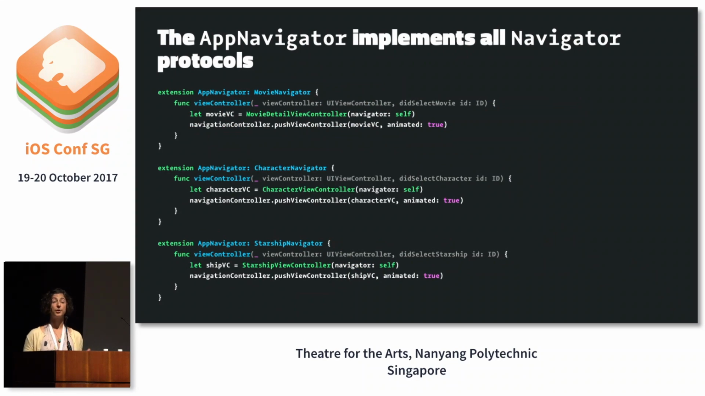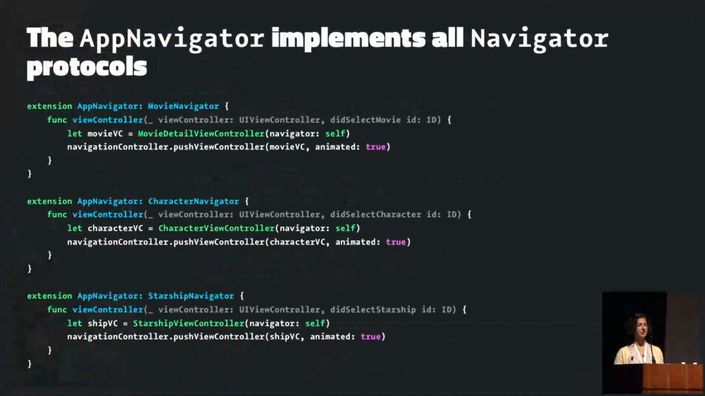Then the navigator goes on simply to implement my protocols. Here you can see these are just the implementations of my 3 protocols of my movie navigator, my character, and my spaceship. All these do are push the appropriate view controller onto the navigation stack of the navigation controller that I have a reference to.